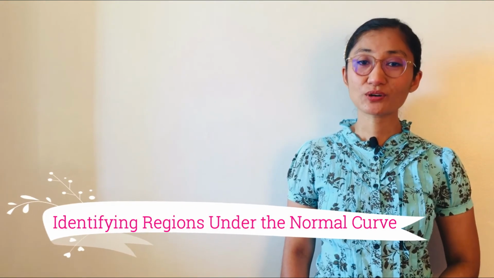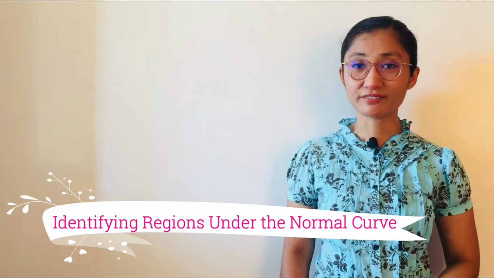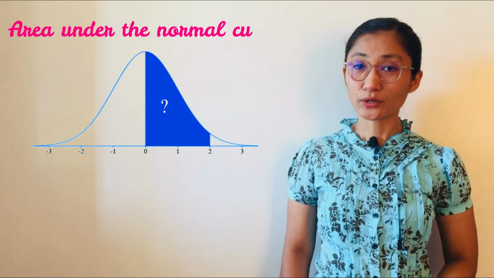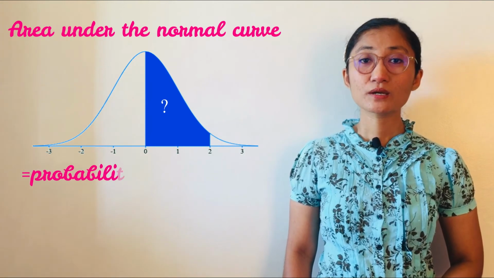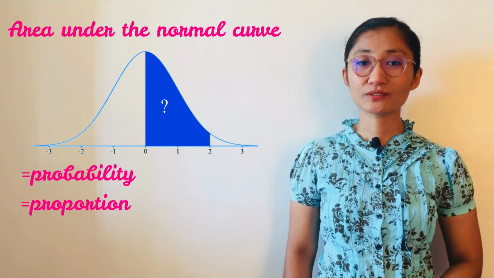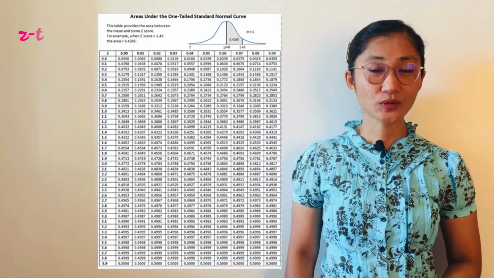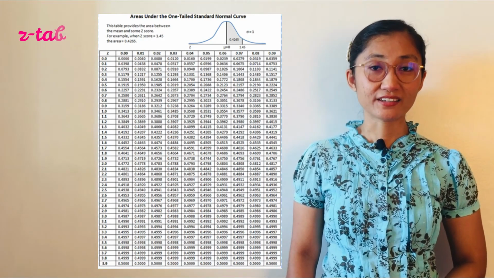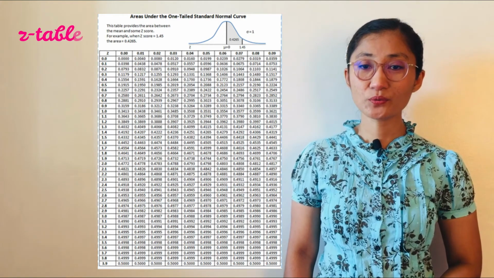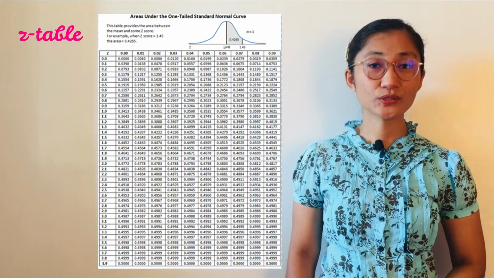Now that you have knowledge of the z-score and the normal curve, in this lesson, we will focus on the area under that normal curve. The area under the normal curve is associated with probability, proportion, or percentage. The table of areas under the normal curve is also known as the z-table. To locate the area corresponding to a z-value, find the area between z equals 0 and the given z-value using the z-table.